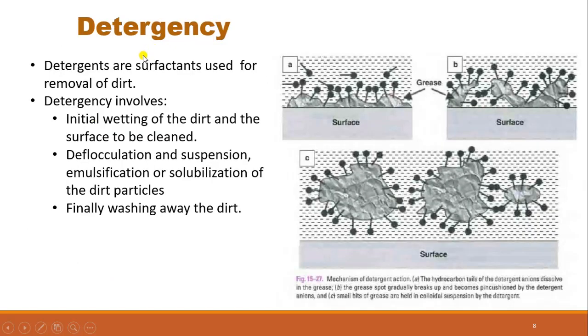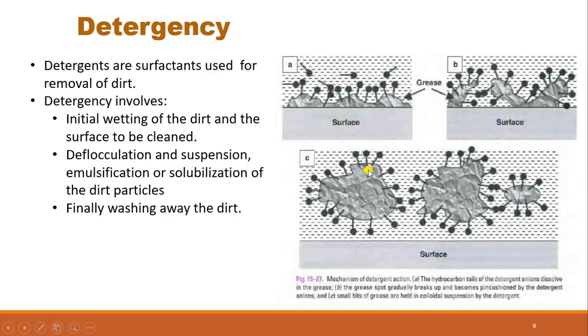Next topic is detergents. Detergents are surfactants which are used for the removal of dirt, and they have an HLB value between 13 to 16. The detergency process involves initial wetting of the dirt and the surface to be cleaned, deflocculation and suspension, emulsification and solubilization of the dirt particles, and finally washing away the dirt.